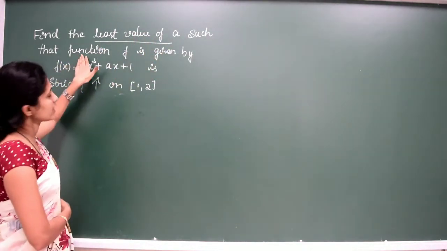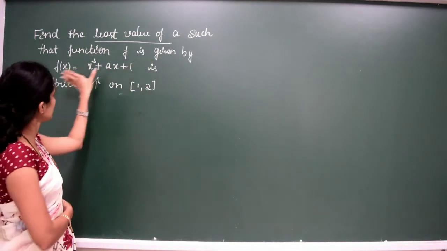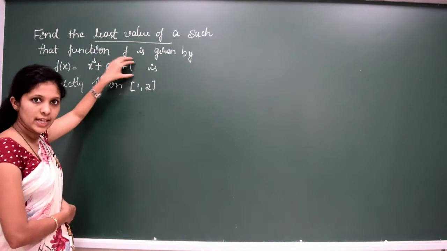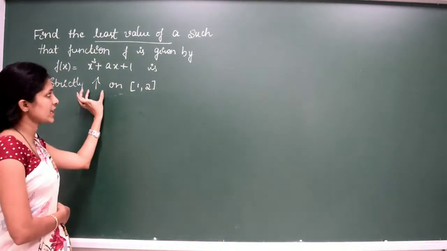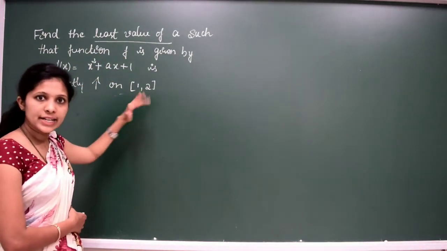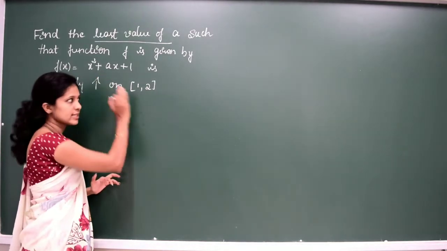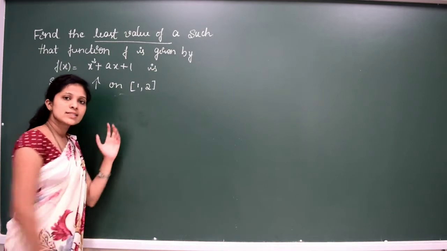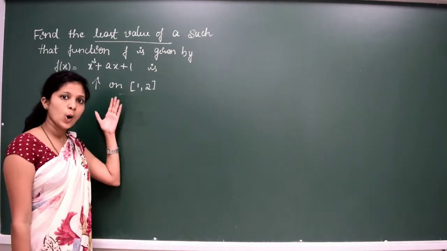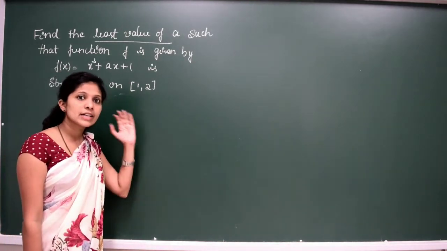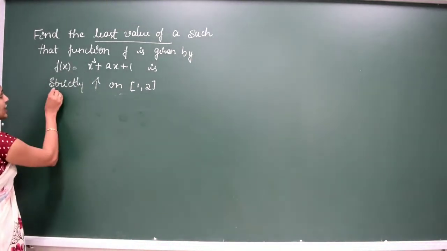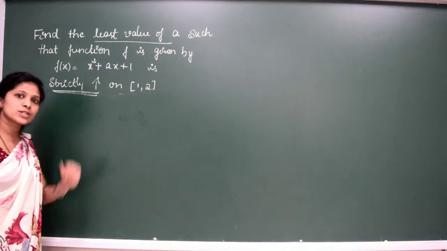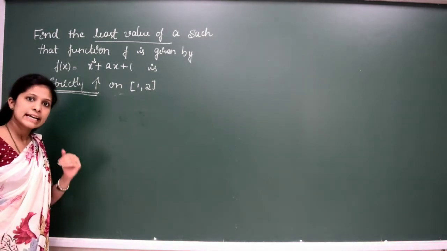What is given? The function f is given by f of x is equal to x square plus ax plus 1. This function is increasing on 1 comma 2. It is given that the function is increasing in the interval 1 comma 2. You have to find the least value. Since the function is increasing, obviously f dash of x will be greater than 0 because it is given that it is strictly increasing. Right? The function is strictly increasing. So f dash of x will be greater than 0.